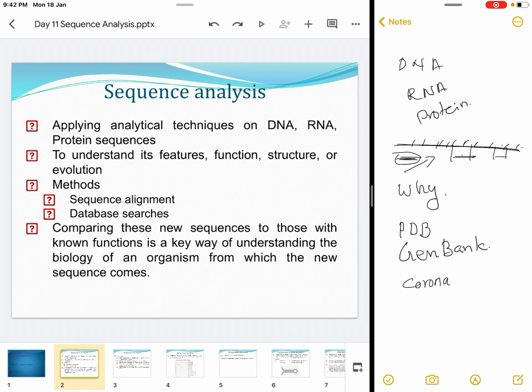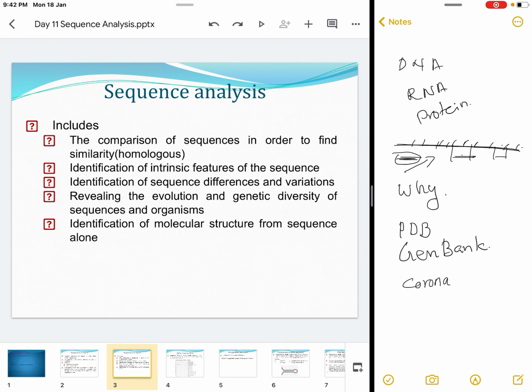So this is where the importance of sequence analysis comes in. Now, sequence analysis includes the comparison of sequences, as we have seen in the previous slide, in order to find out some similarity. Similar sequences are called homologous sequences, and homologous sequences will have some similarity either in functionality or in evolution, or in some way these sequences are related to each other. So if there is a similarity, then we can say there is some relationship between two sequences.